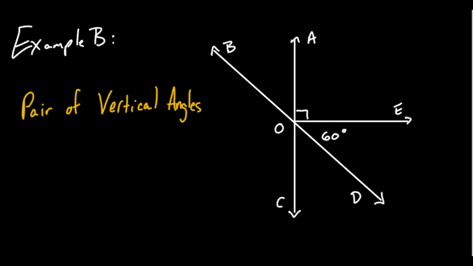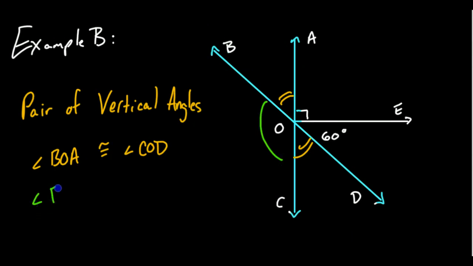Pairs of vertical angles. Remember, vertical angles stem from two lines that intersect and form opposite angles. So the only two lines that completely intersect are those two lines there, highlighted in blue. The opposite angles are vertical angles. So you've got that angle and the opposite one from it. So we could say angle BOA is congruent to, remember, vertical angles are congruent, angle COD, the top and the bottom. You've also got this one in green here, angle BOC, and the one on the right, angle AOD.